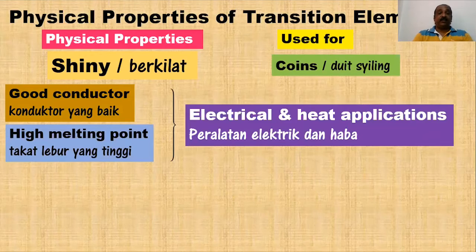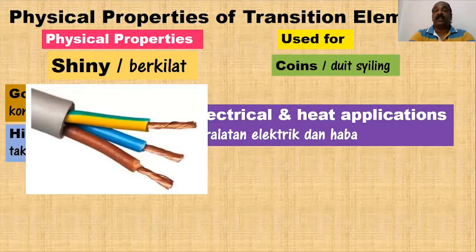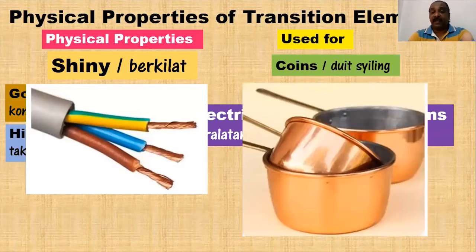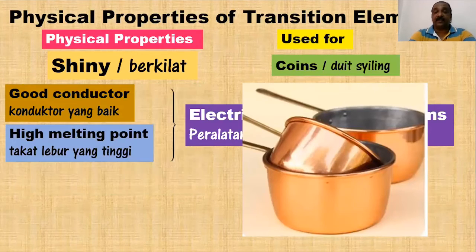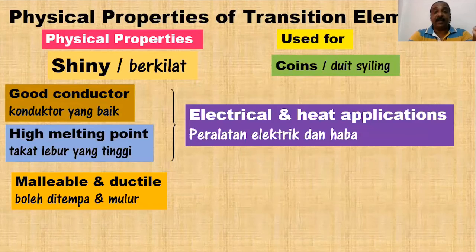We can use them to like boil water or cook food, anything. Heat as a wire to conduct electricity. Boleh juga, okay? Kerana dia good electrical conductor. We can make like pots as well for cooking and so on. Alright, ini dua karakteristik dia. Okay, next kalau kita lihat malleable and ductile.